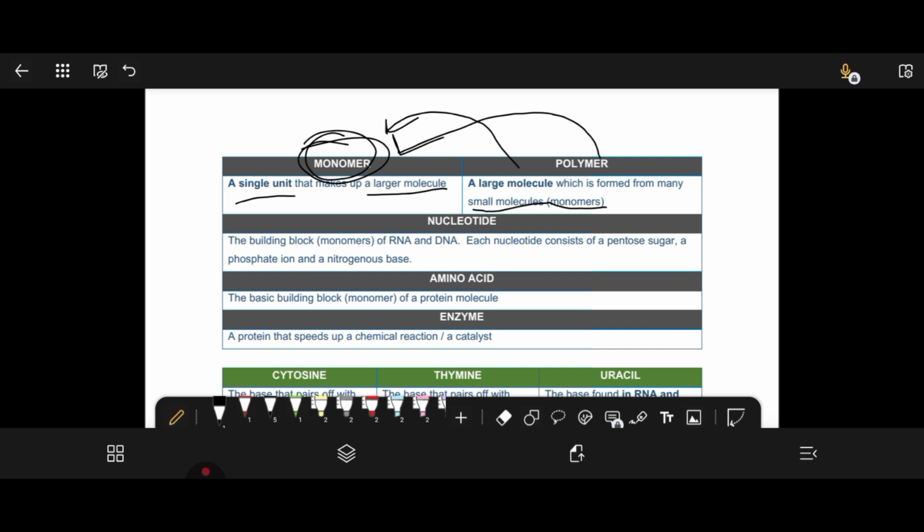Okay. Let's come to a nucleotide. A nucleotide is the building block, the monomers of RNA and DNA. So nucleotide and polymer are made of the same thing. They are building blocks which are monomers of RNA and DNA.